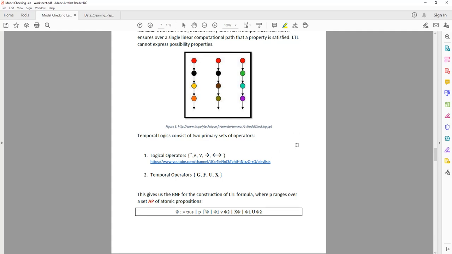This gives us a BNF, Backus normal form, for the construction of LTL formulas, where p ranges over a set AP of atomic propositions. So this AP just stands for atomic propositions.